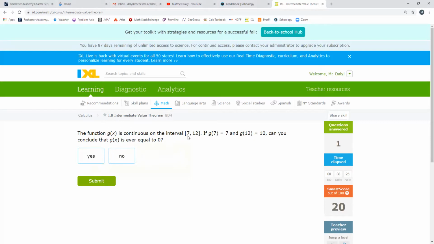Well, this time, the output values over the endpoints of our interval range from 7 to 10. So we can be absolutely sure that there is some value in that interval where the output value is 8 or 8.1 or 9.997 or anything like that. But only the numbers between 7 and 10 are things that we can be confident about. So 0, maybe, maybe not. We cannot conclude that with certainty because 0 is not in that interval between 7 and 10. All right, so the answer to this is no.